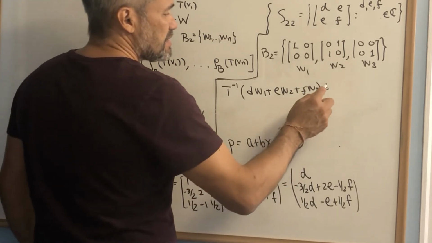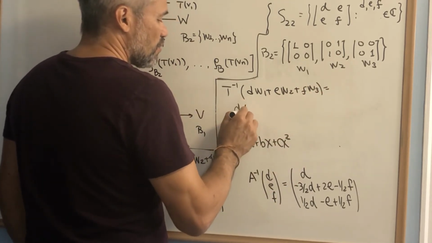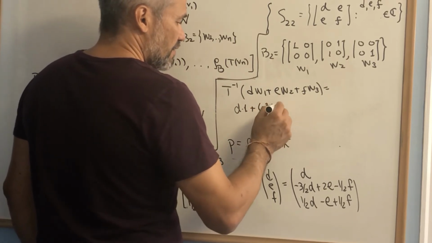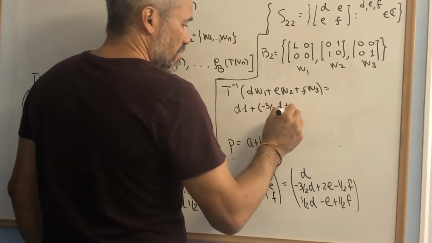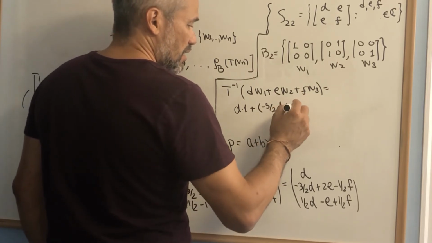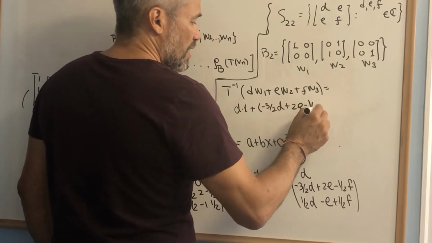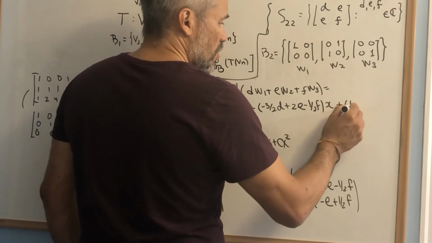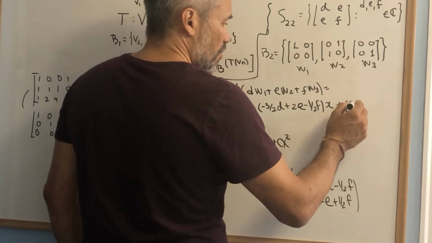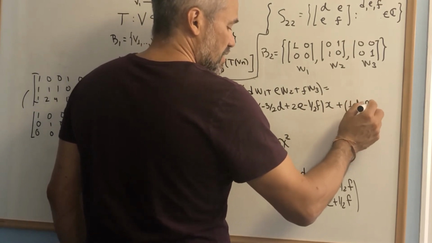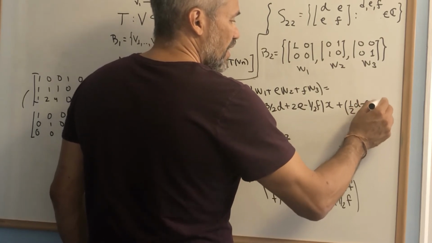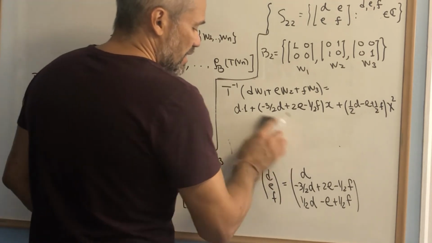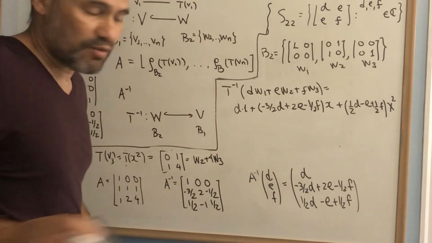That means that this is sent into D times 1 plus negative 3/2 D plus 2E minus 1/2 of F times X plus 1/2 of D minus E plus 1/2 of F times X squared. Now we have the inverse transformation.